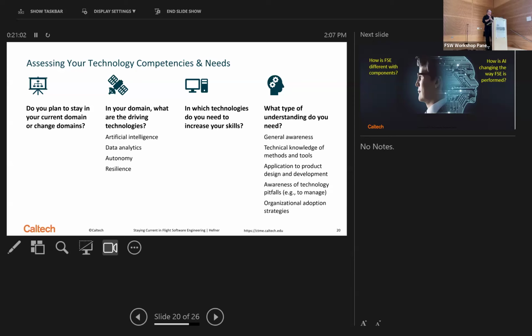If you're going to stay where you are, or you're going to move in that domain, what are the driving technologies? So is artificial intelligence important? Yeah, I think we heard some really interesting topics about how it's affecting space, how it's already affecting space, and how it's likely to affect space. Data analytics to me is a big thing. If you don't know how to understand how to work with big data sets, with AI tools or with other kinds of tools, I think that's going to work. Autonomy, I think, is going to be continued important.